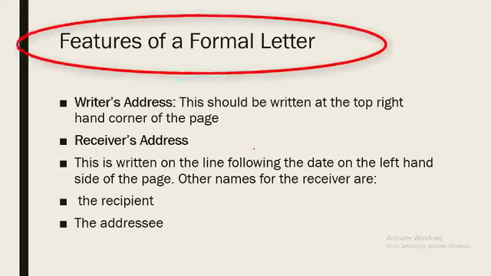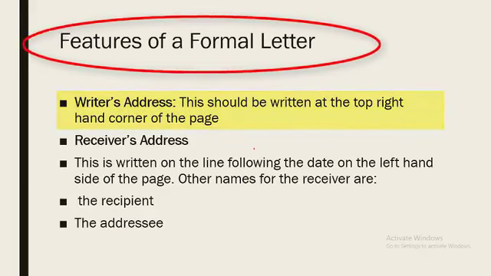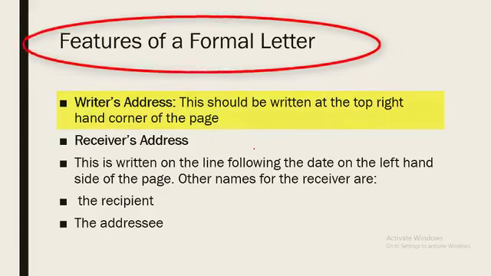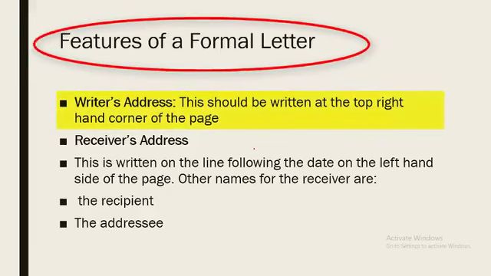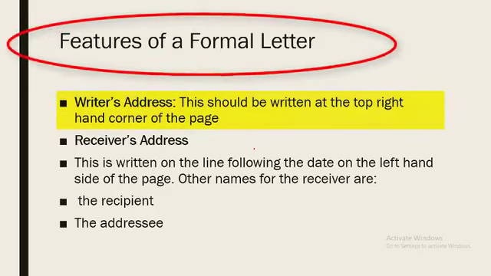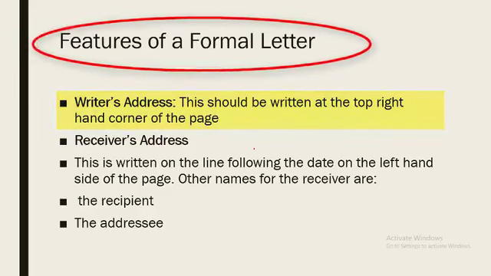So let's move into the features or characteristics of a formal letter. First, we have the writer's address. Your address must be at the top right-hand corner of the page with your date to follow. Then after writing the date, please, as much as possible, do not abbreviate the month of the year. The month should be followed by a comma and the year by a full stop.